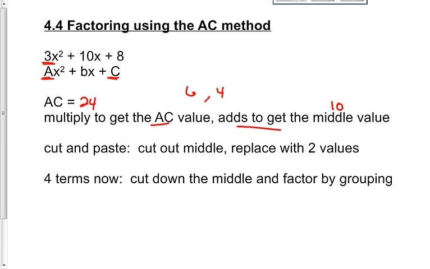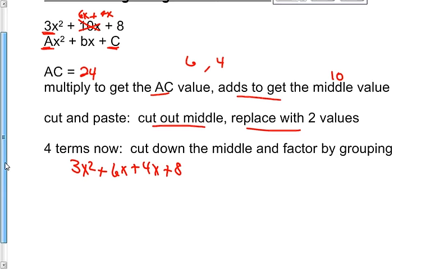So what we're going to do is cut and paste. We're going to cut out the 10x and paste in 6x plus 4x instead. So we're cutting out the middle and replacing it with two values. Now we have four terms: 3x squared plus 6x plus 4x plus 8. Now we can just do a factor by grouping.